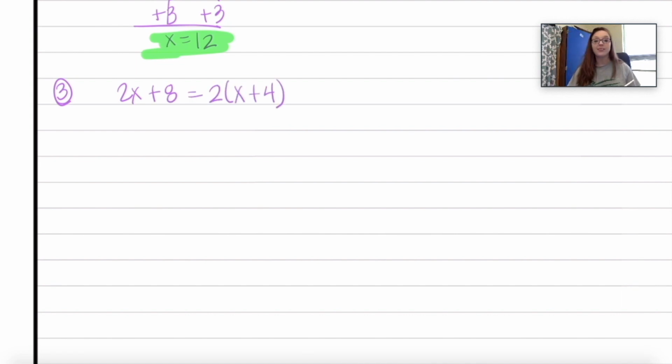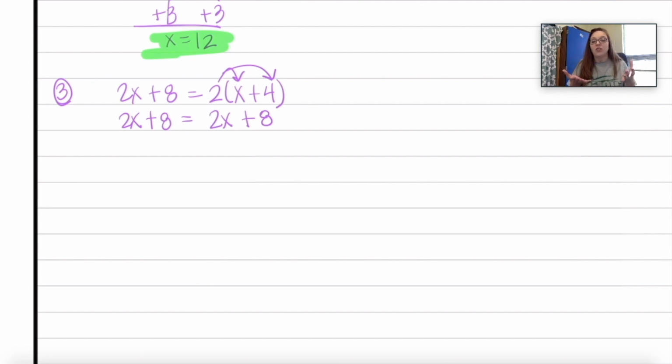Okay, so we're going to have to get rid of our parentheses. I'm going to bring down that 2x plus 8. We're going to distribute that 2 equals 2x plus 8. If you want to continue, you may notice ahead of time that this is going to be an infinite number of solutions. 2x plus 8 is equal to 2x plus 8.